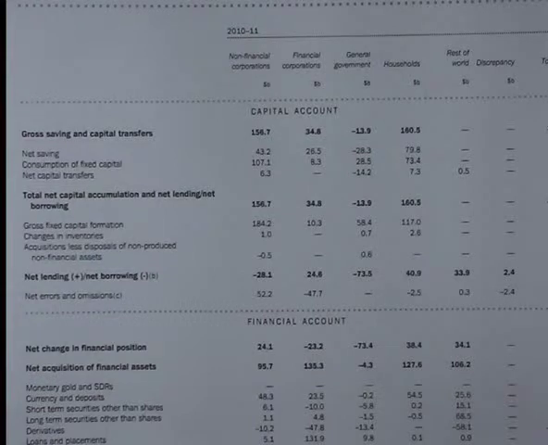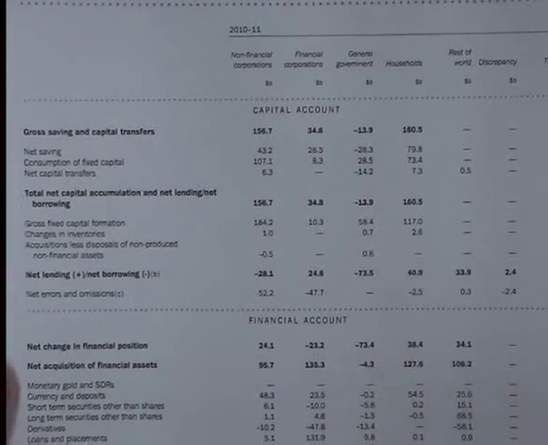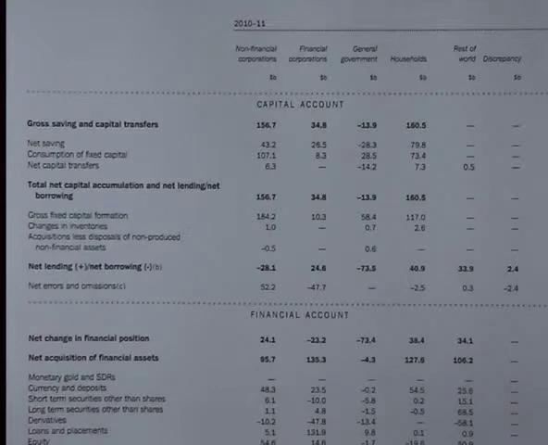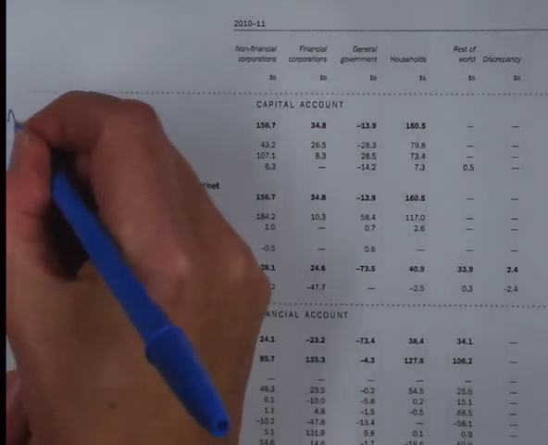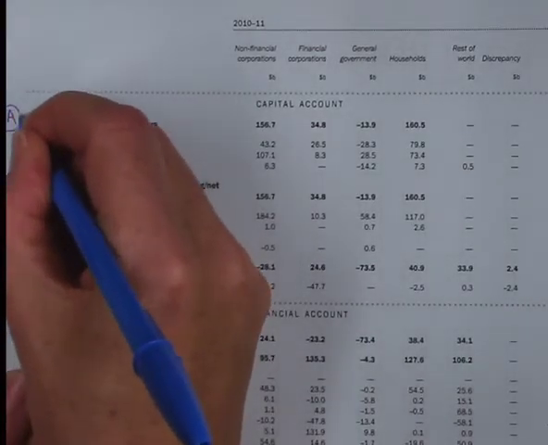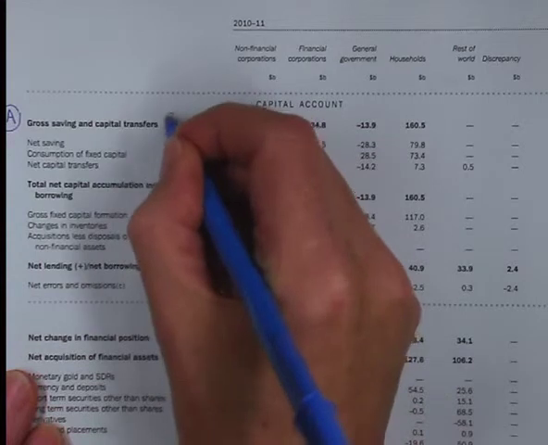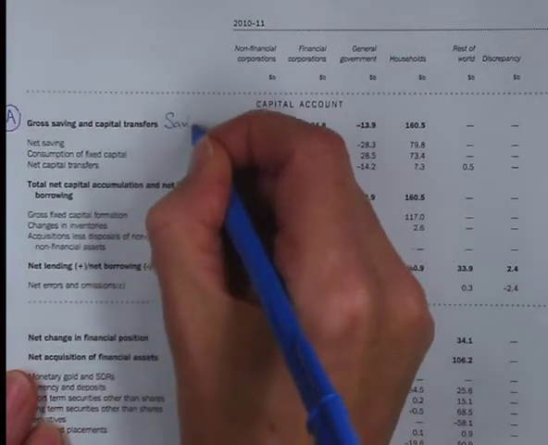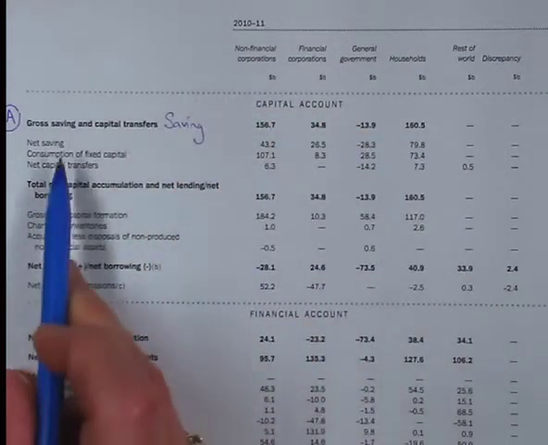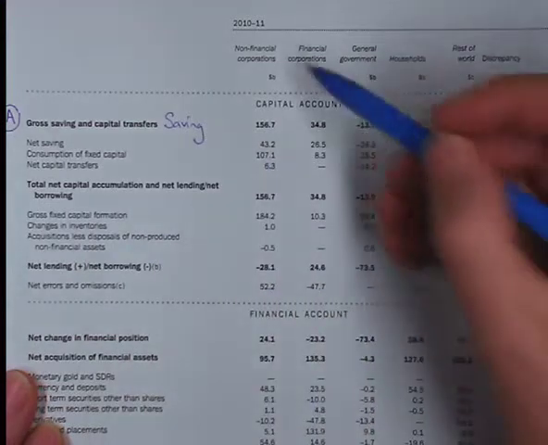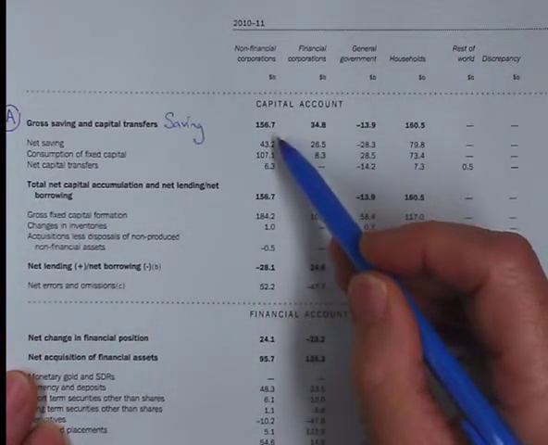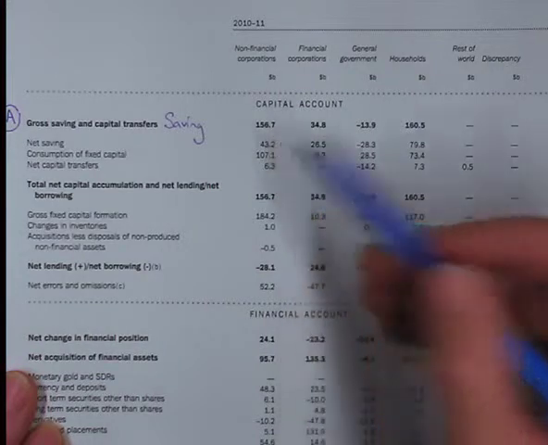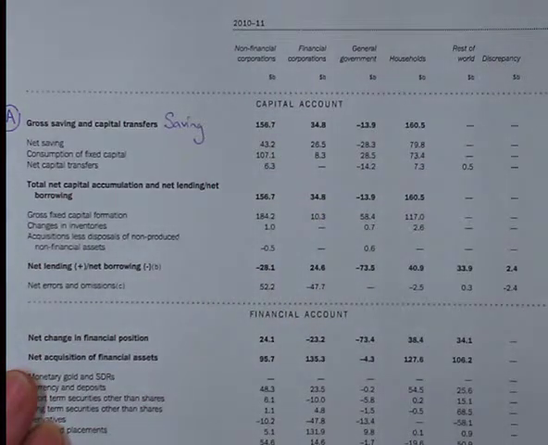And then, having a look at the capital account, we can have a look at saving, and I'm just going to write some things on this to make it hopefully a little bit easier when you go away and have a look at it. This measure here is the savings measure for a particular sector. So we can see there that the business sector has actually saved $156.7 billion in that year.